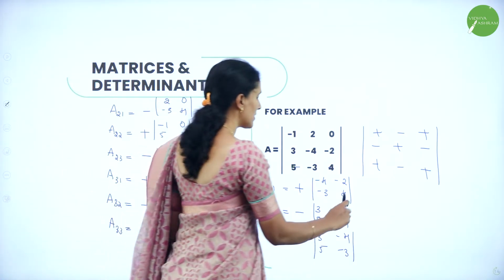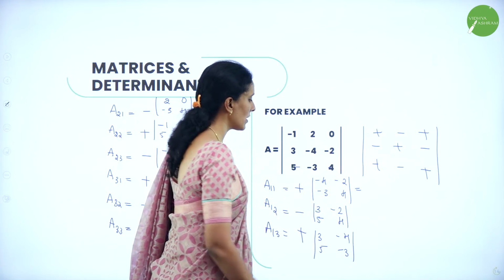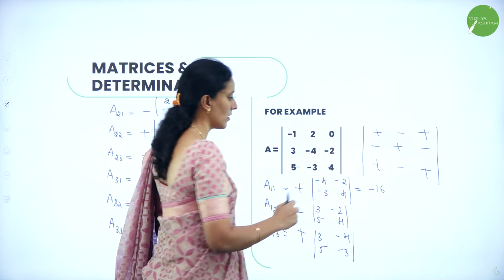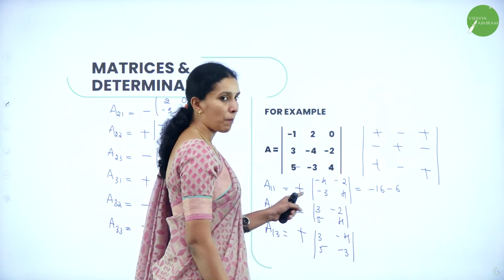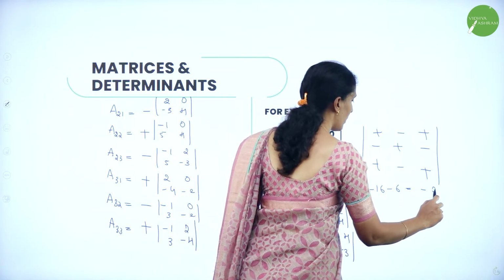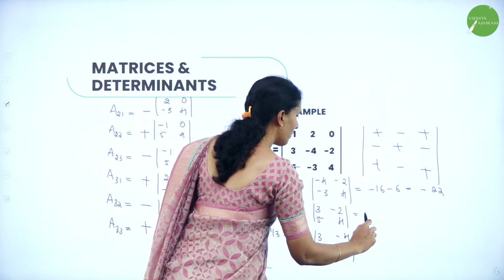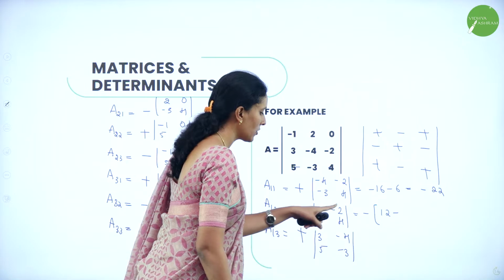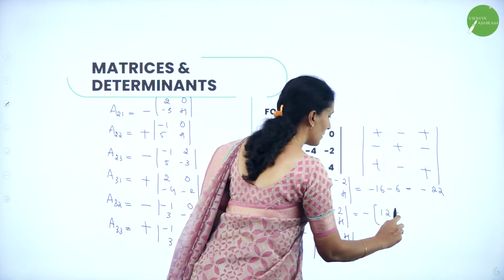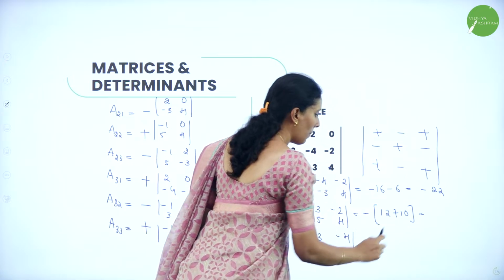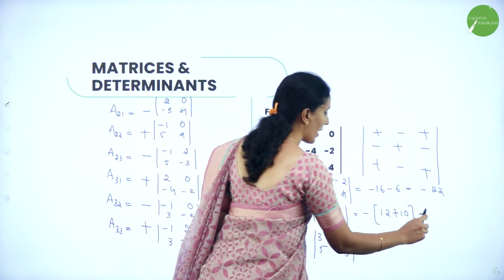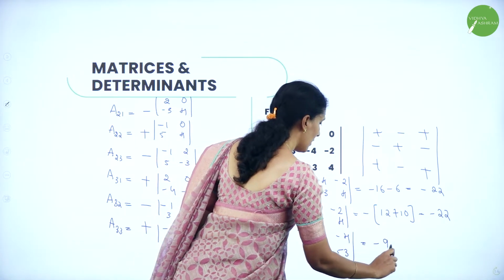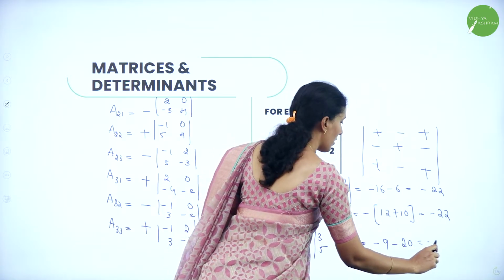So let us evaluate this first. Minus 4 4s are 16, minus 16, minus 3 into minus 2 becomes plus 6. So minus of minus 6. Outside we have plus, so the answer will be minus 22. Next we have, outside we have minus, 3 4s are 12, minus 5 into minus 2 becomes minus 10, minus of minus 10 means plus 10. So it is 12 plus 10, again 22, but outside we have minus, so it is minus 22. Next, 3 into 3 is 9, minus 20. So the answer is minus 29.